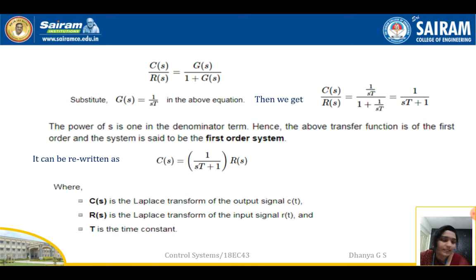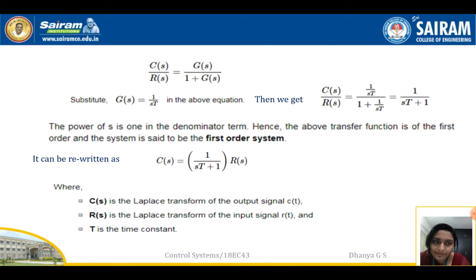As we are discussing what is the order of the system, we know that we have to identify the order of the differential equation governing the system, or else the maximum power of s in the denominator polynomial of the transfer function. So we have seen the polynomial here. It is 1 by sT plus 1. So in this, s polynomial is having 1 as the order. So the given system is a first order system.